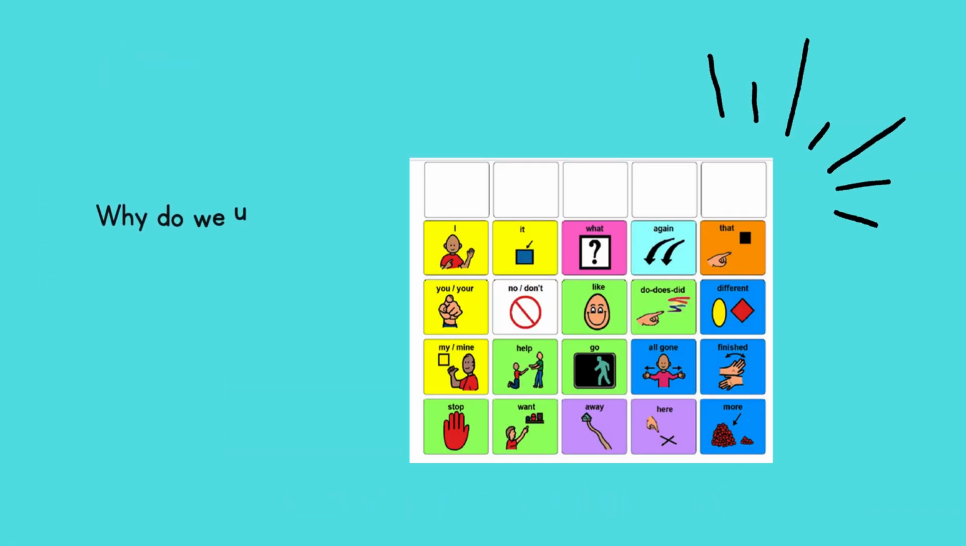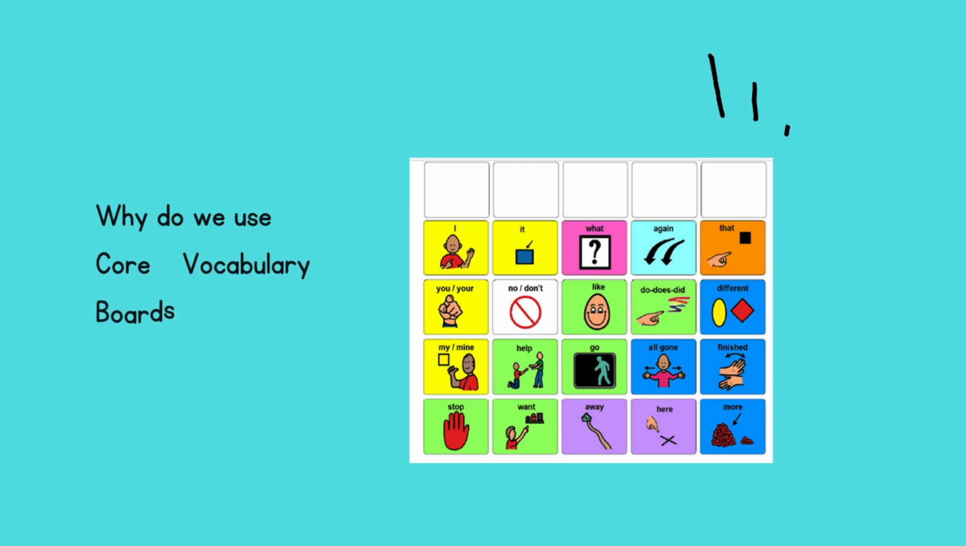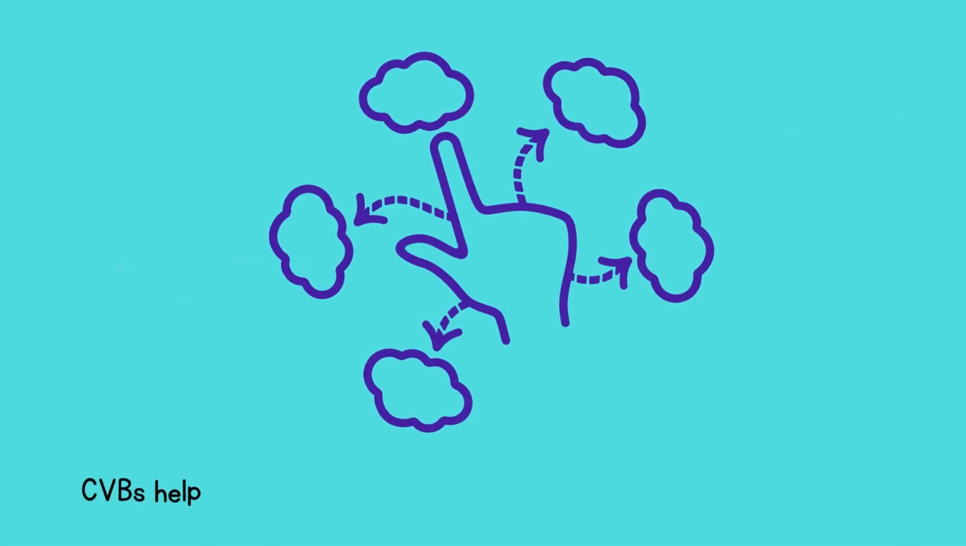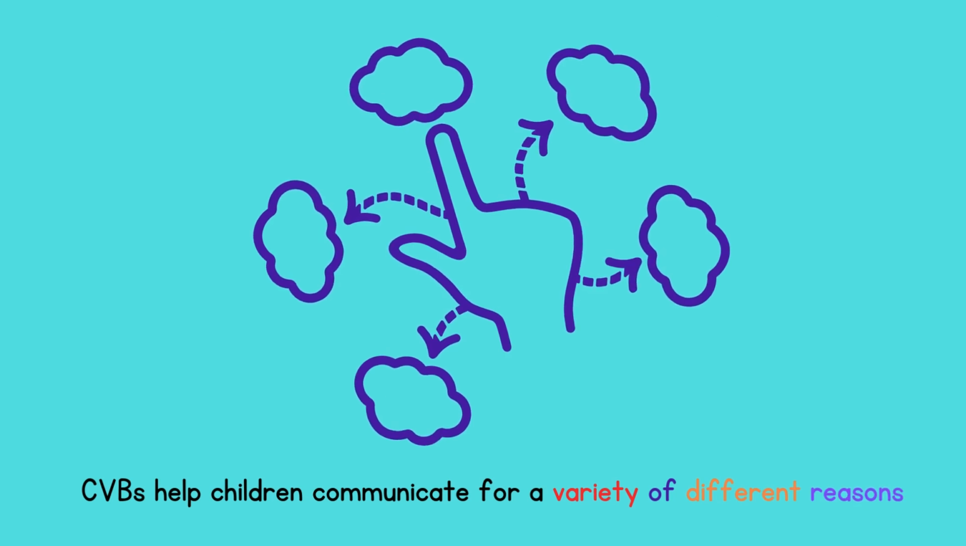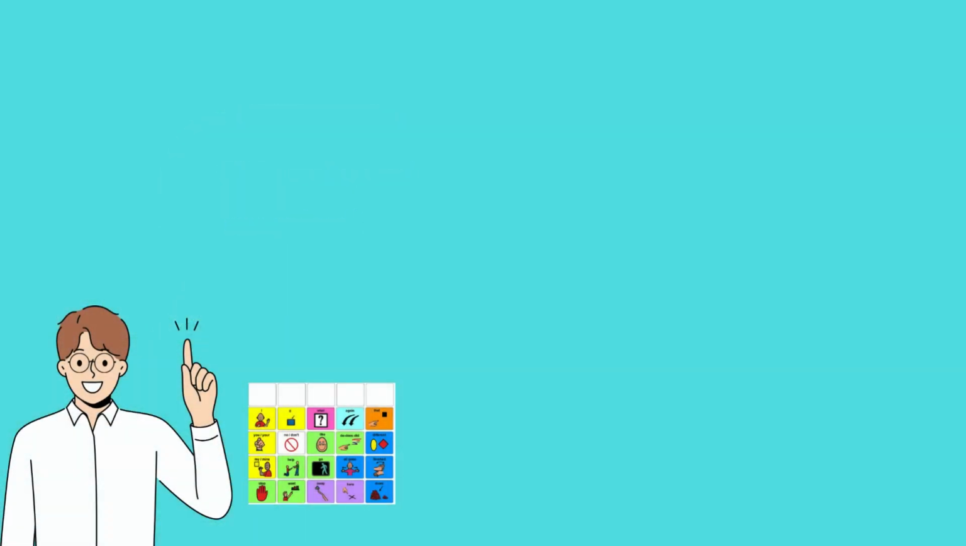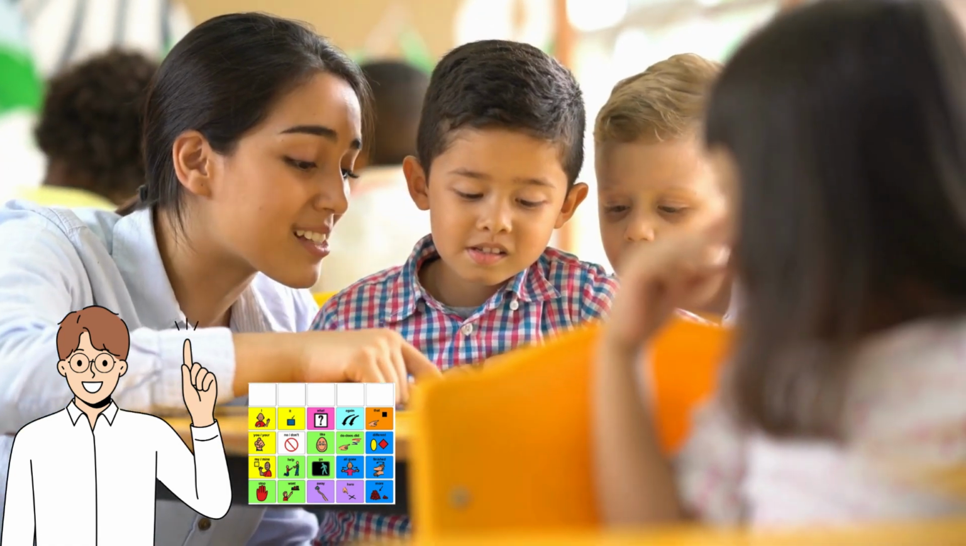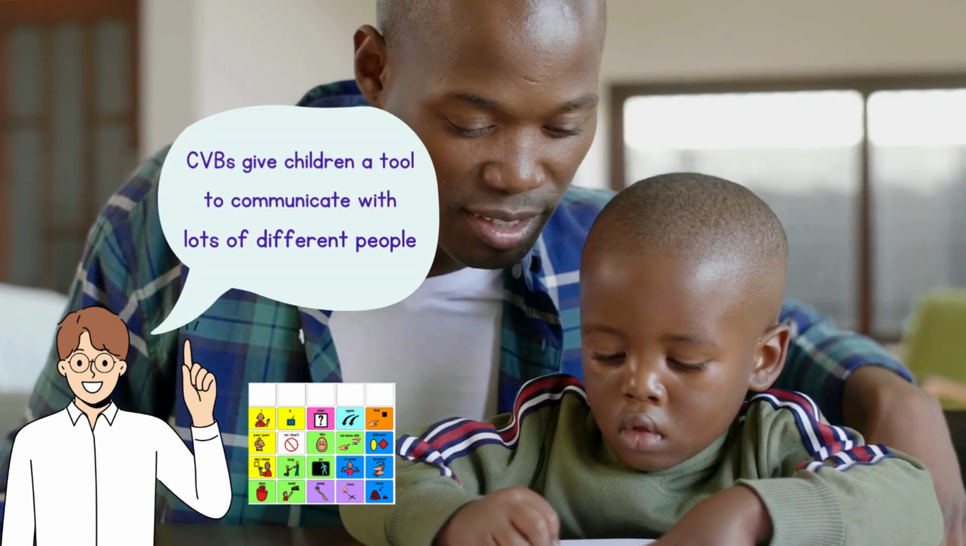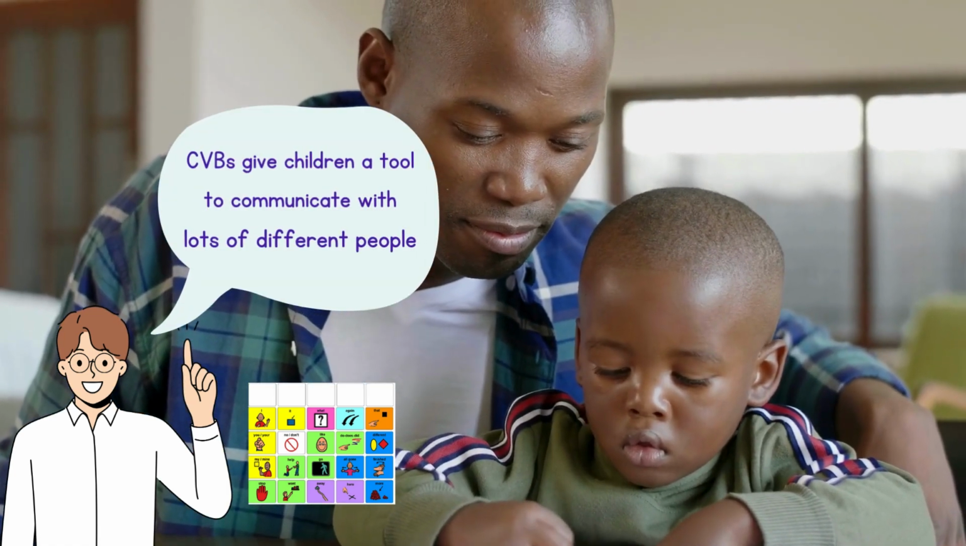So why do we use core vocabulary boards? Core vocabulary boards help children communicate for a variety of different reasons. They can be used everywhere, such as in the playground, at nursery or school, and at home, and give children a tool to communicate what they want to say with lots of different people.